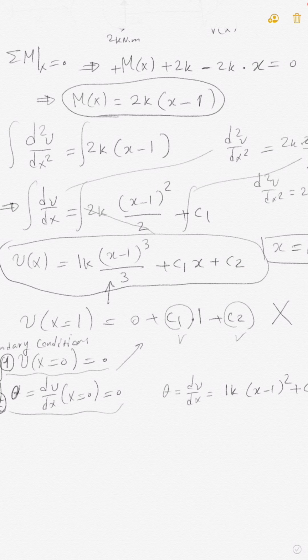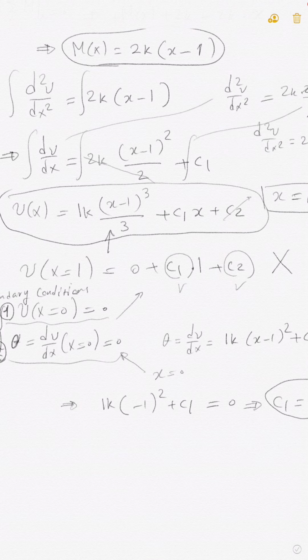So theta, or the derivative of v with respect to x, gives you exactly this equation. And c2 is just a constant, its derivative is 0, right? Now evaluate this at location x equal to 0. According to this boundary condition, this is equal to 0. So put in x equals 0, what do you get? You get 1k times negative 1 squared plus c1. This should be 0. So your c1 is equal to negative 1k. Okay? So you already got c1.